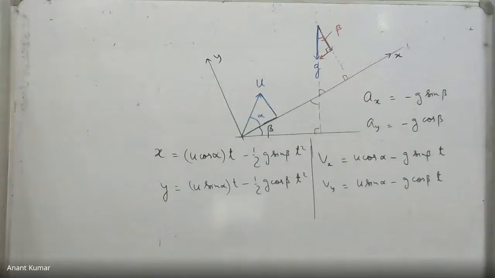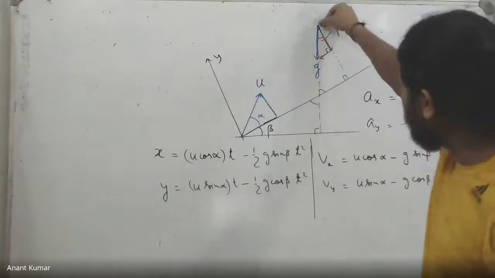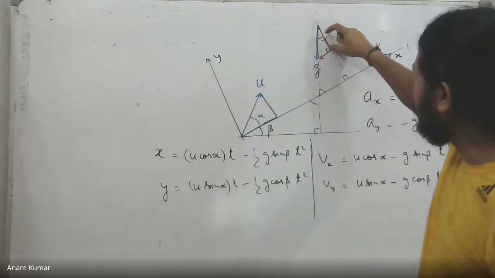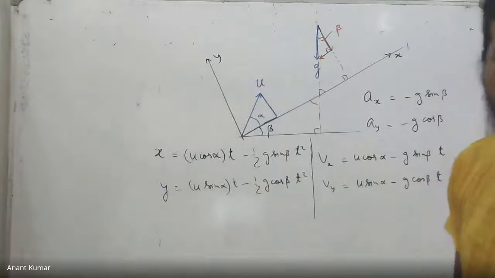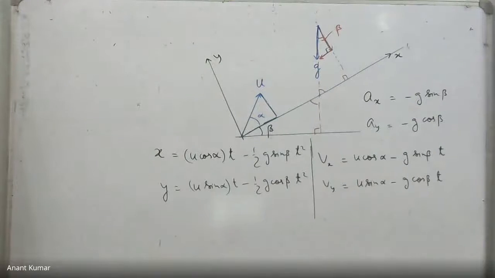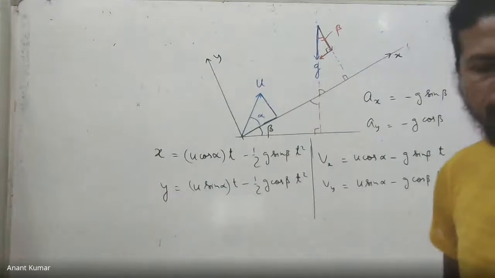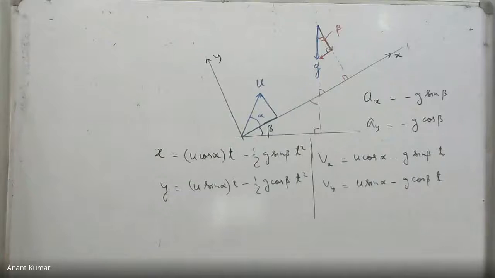Ay should be g sine beta. No, that's not okay. Ay is this acceleration, which is the component of g in this direction. This is angle beta, so I get g cos beta over there. And that is what we have. It will be a parabola.